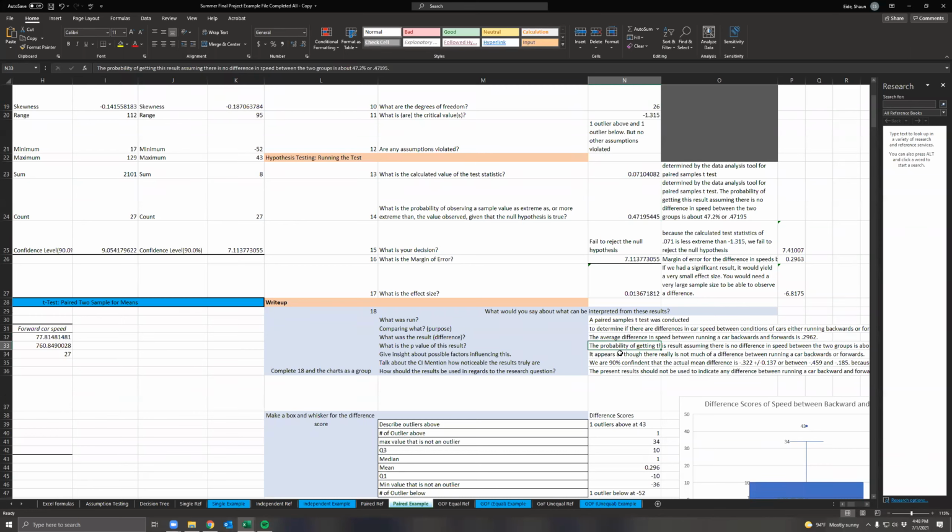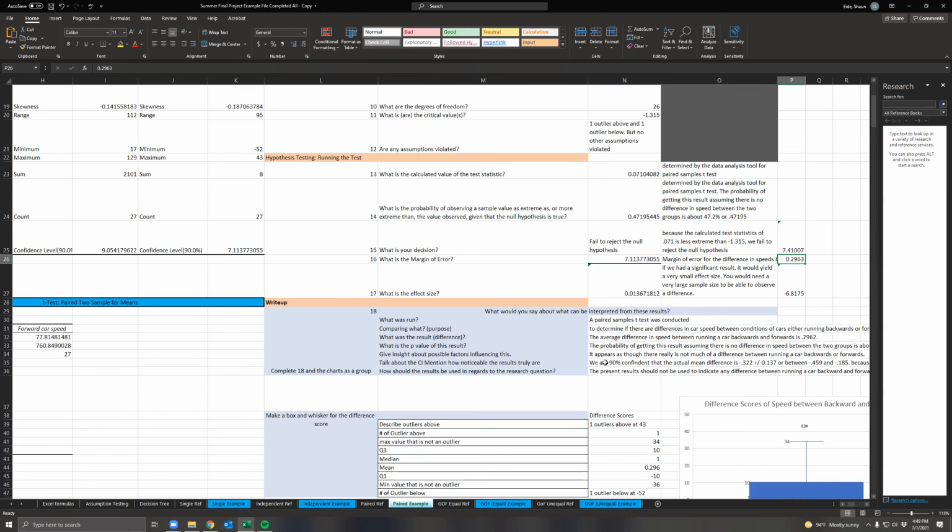The probability of getting these results, assuming that there's no difference between the groups, is, and then just put your information right there. It appears as though there really is not much of a difference between running the cars forward and backwards, which is the insight about the possible factors. I mean, it's not even about sample size at this point. Even if you had a massive sample size, there's really nothing there that tells us that there is any difference at all between running cars forwards and backwards. Then we are 90% confident that the actual mean difference is, which once again, we need to just copy this, the margin of error.